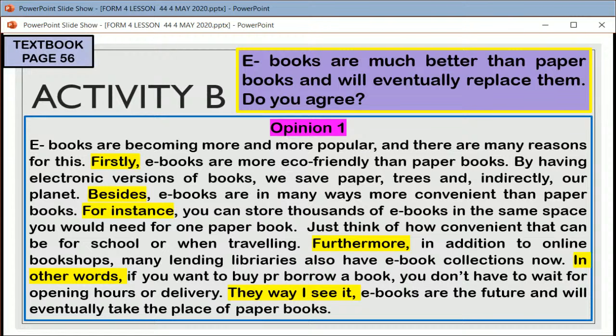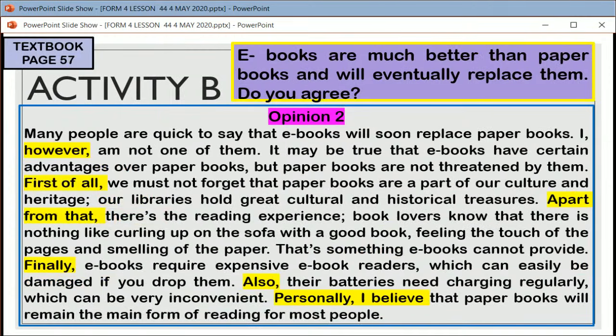Okay, right. So now the words in yellow that I have highlighted are the words that are sentence connectors. Can you see that it flows very nicely from one idea to the next that he or she has in her opinion? So you can follow the person's flow of thought very easily. Okay, so this is opinion 1. Let's look at opinion 2.